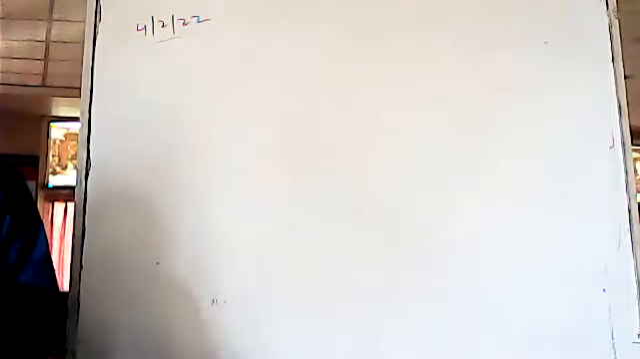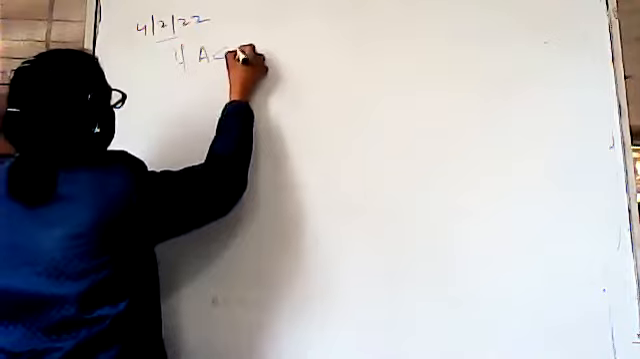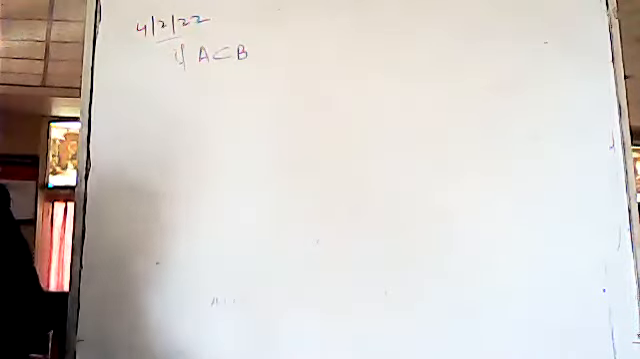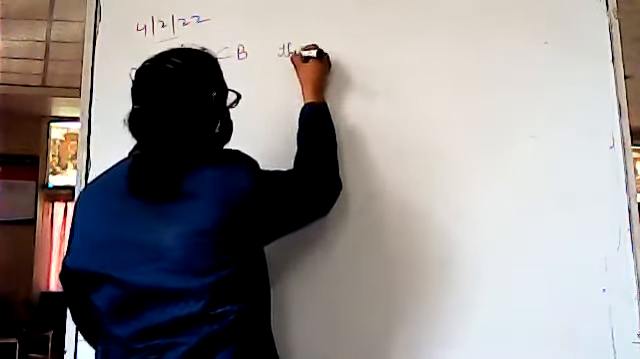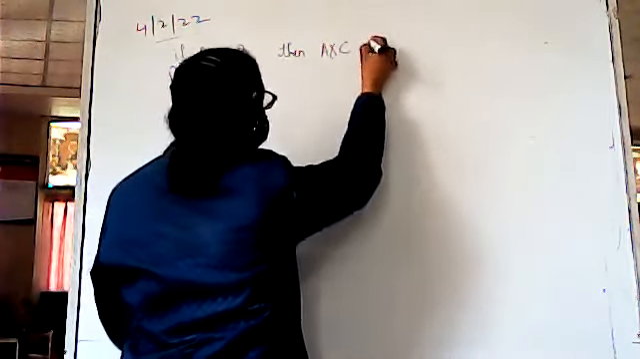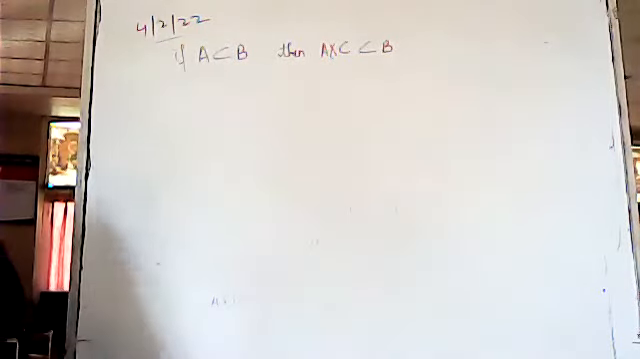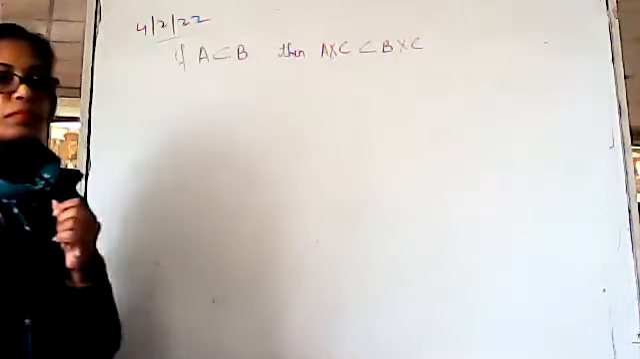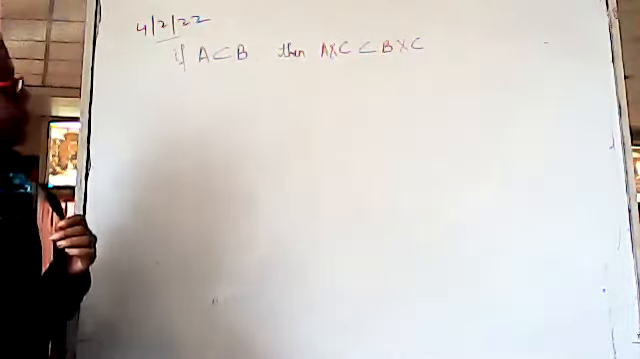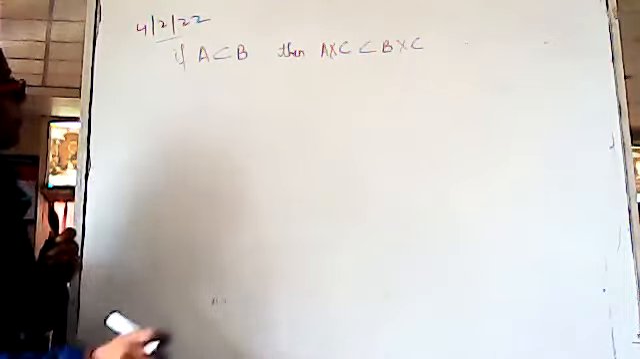Prove that if A is a subset of B, then A cross C is a subset of B cross C. If A is a subset of B, then A cross C is a subset of B cross C.